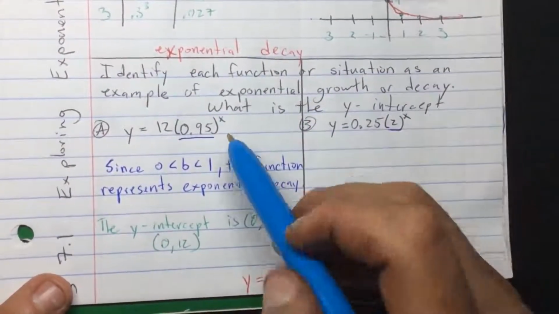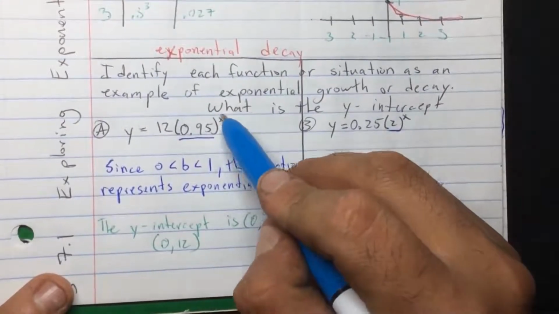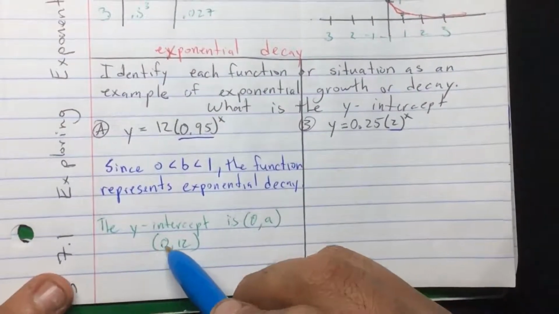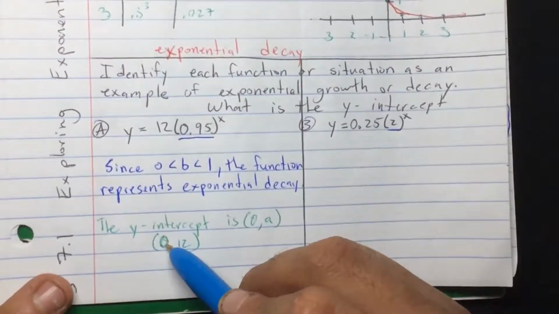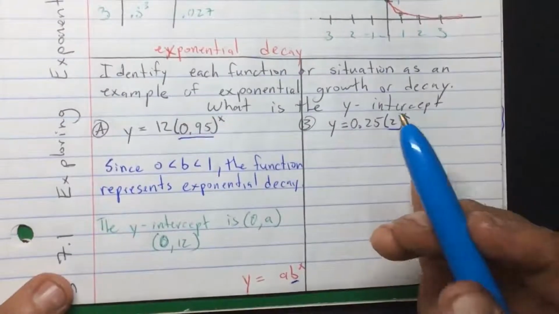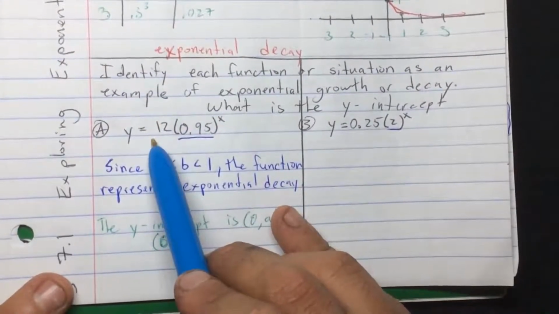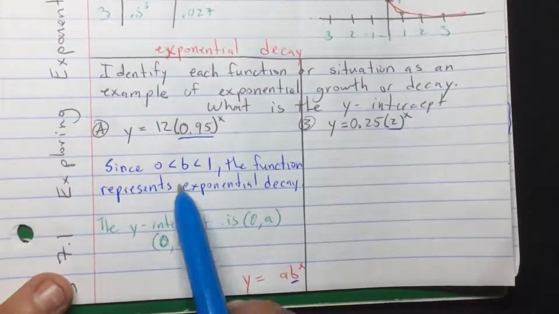The reason is that in order to find the y-intercept, we have to substitute in a 0 for x. Any number to the 0 power is always going to be 1. So 1 times the number that's right here is going to be the number that's right here. It's going to be our a. So for this one, it's 12. That's going to be it.